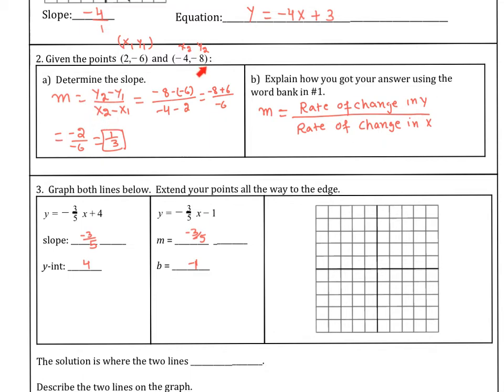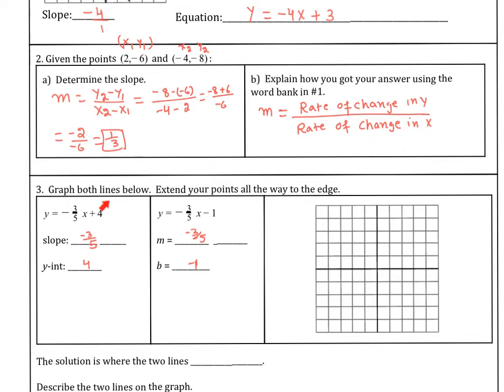So y2 is negative 8 and y1 is negative 6. So negative 8 minus 6 is negative 8 plus 6 divided by x2 minus x1. So it's negative 4 minus 2. So that's going to be negative 2 over negative 6, which is 1 over 3 for m. The formula that you applied is rate of change in y divided by rate of change in x.